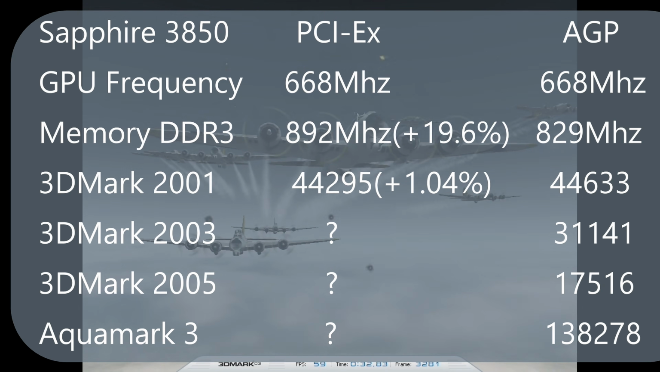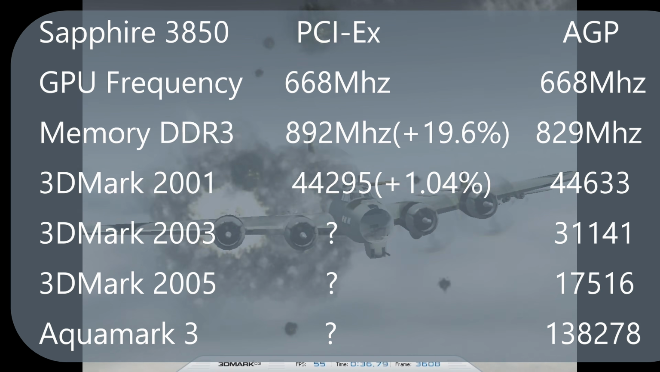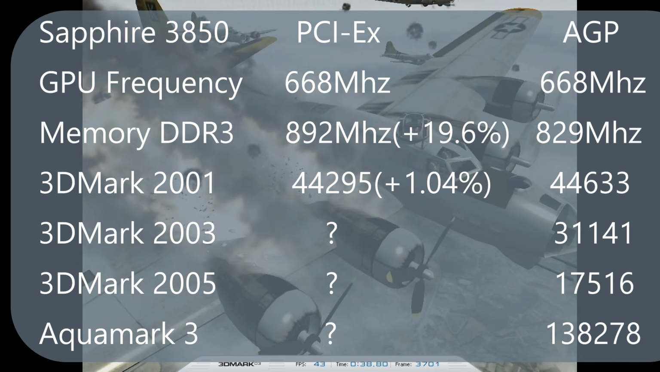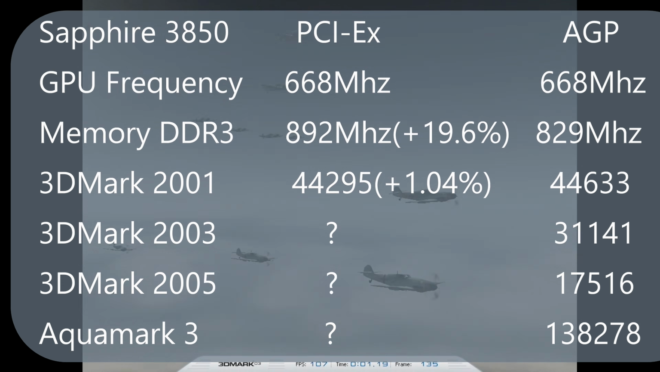Trying to get them to the same frequency means an almost 20% push for the memories in the PCI Express card, and it yielded only a 1% increase in the result of the 3D Mark 2001.